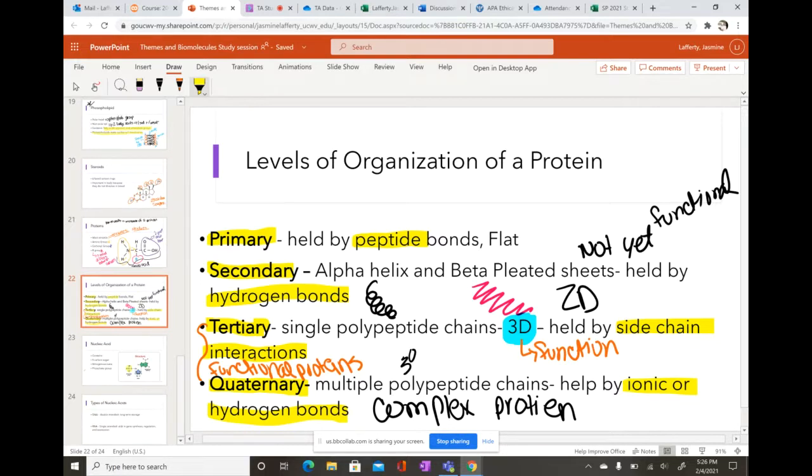If you guys have any other cool ways to memorize quaternary, because I know that's a hard one to memorize, or if anybody comes up with a good one for secondary, please let me know, because I cannot find a good mnemonic for secondary means hydrogen bonds.